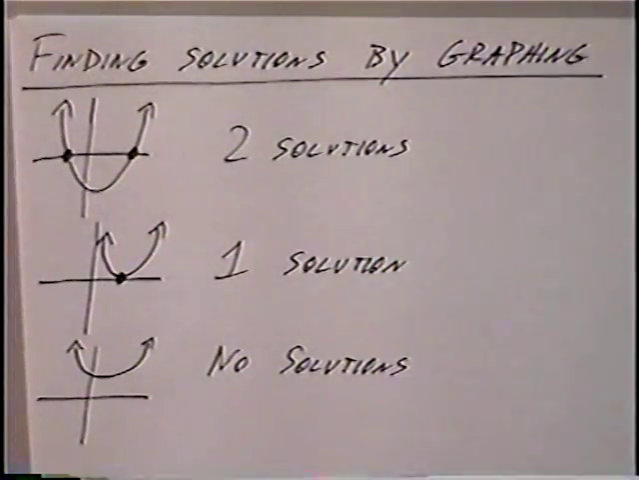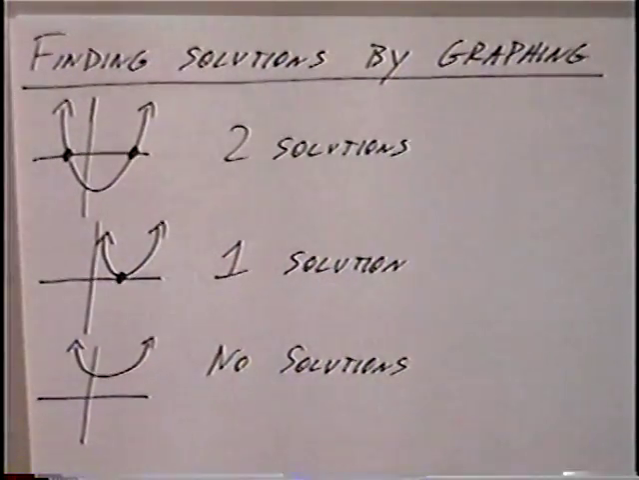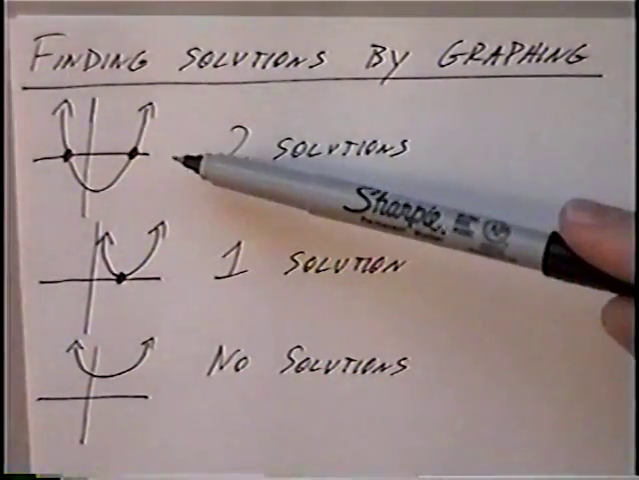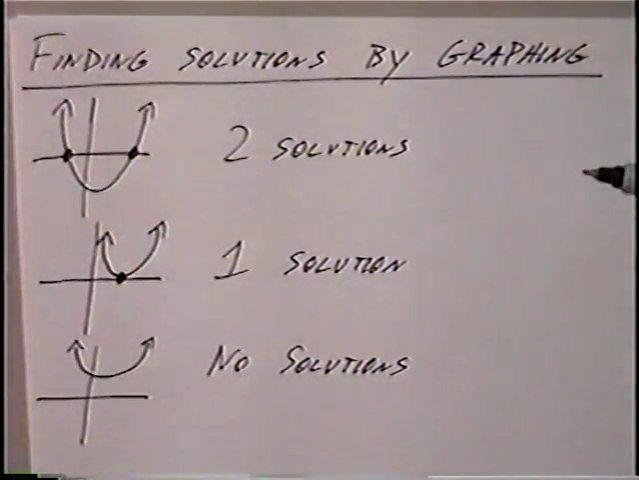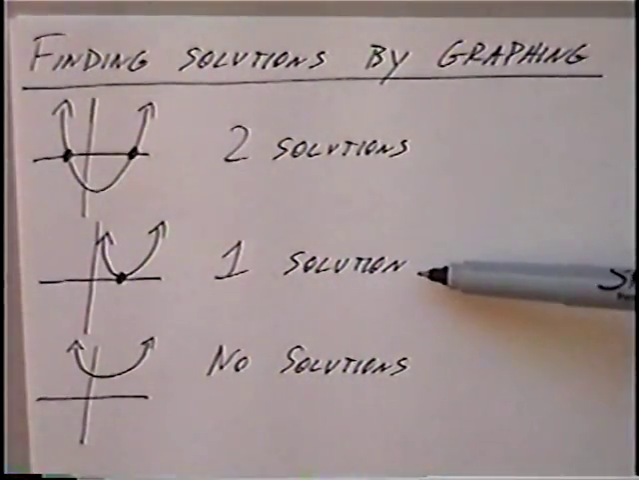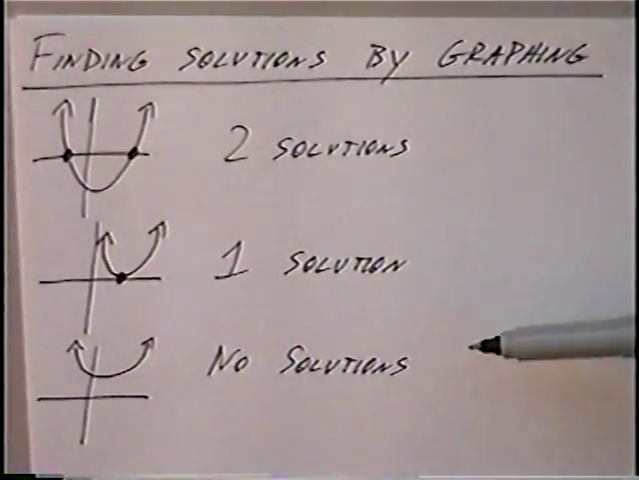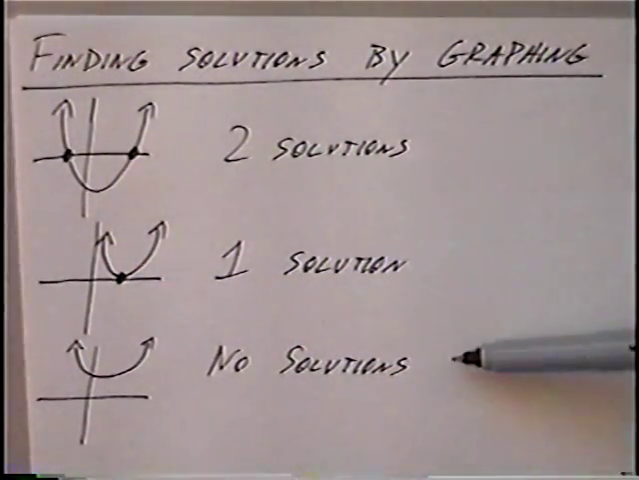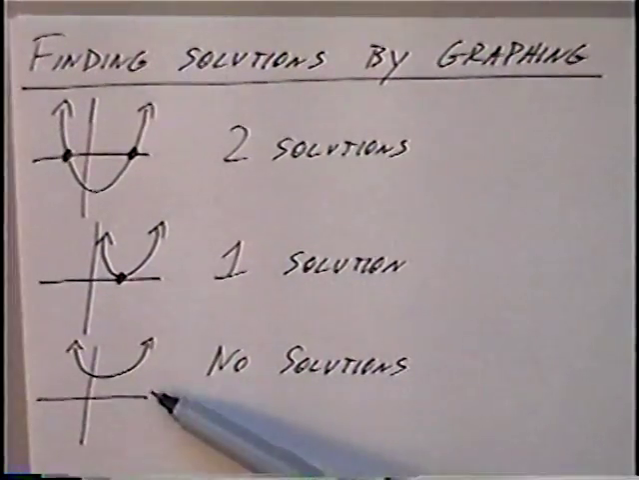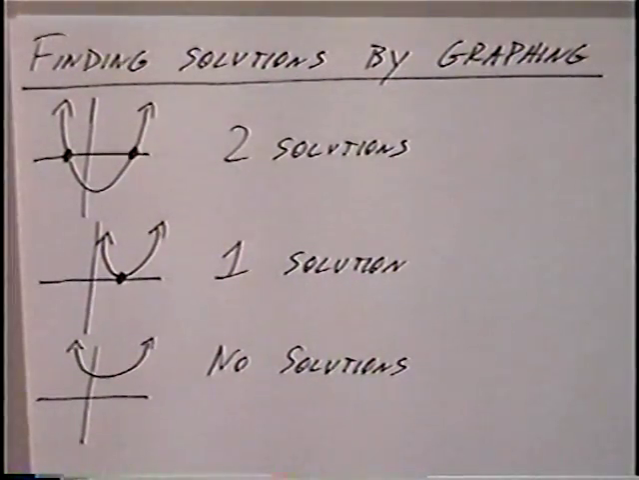Finding solutions by graphing. Solutions will be where the equation or the graph, the y value is equal to 0, or where the graph crosses the x-axis. There are 3 types of answers. 2 solutions would have the graph cross the x-axis twice. 1 solution would have the graph cross the x-axis once, or the vertex is on the x-axis. And no solutions, the graph would not cross the x-axis at all.